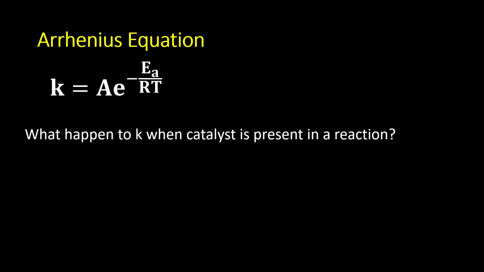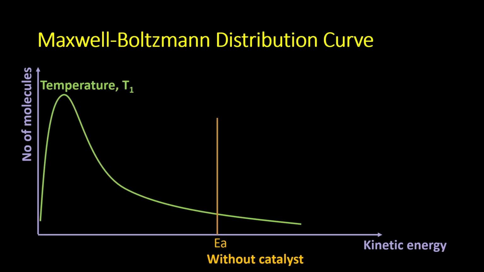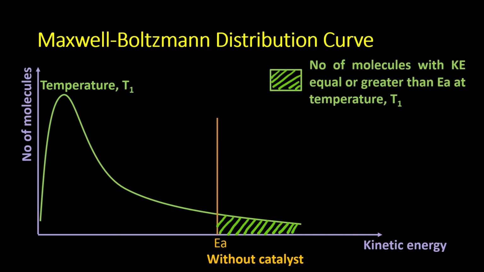What happens to rate constant k when catalyst is present in a reaction? In the Maxwell-Boltzmann distribution curve, without the presence of catalyst, the number of molecules with kinetic energy equal or greater than activation energy is represented by the green shaded region. We know that catalyst is a substance which provides an alternative pathway with lower activation energy. With the presence of catalyst, now the activation energy becomes lower, and the number of molecules with kinetic energy equal or greater than the lower activation energy is represented by the pink shaded region.